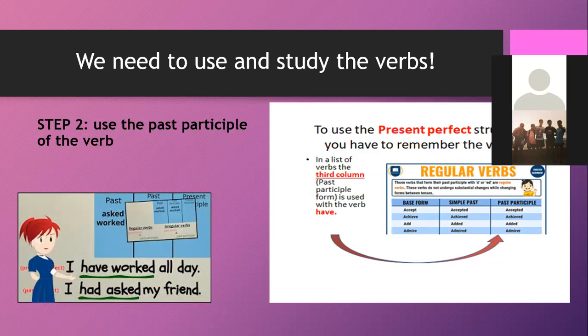We are going to use the third column of the verbs, comido, saltado. Yo he comido, I have eaten. Ella ha comido. She? How do you say ella ha comido?